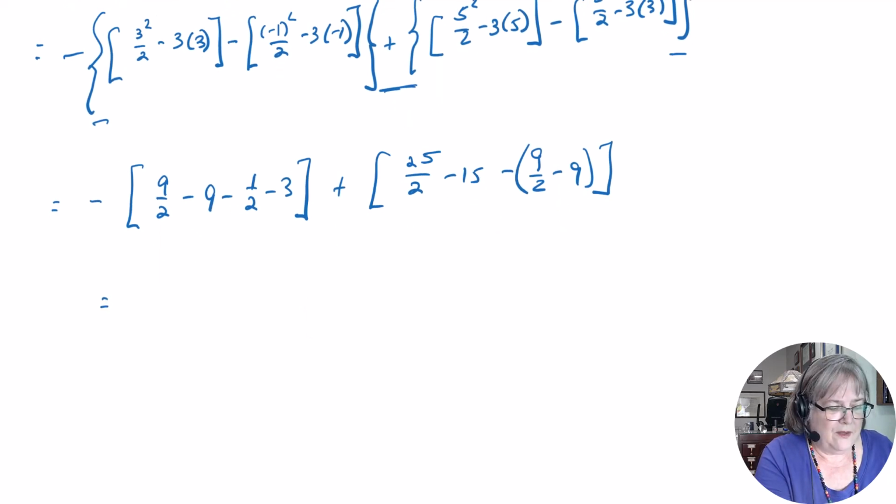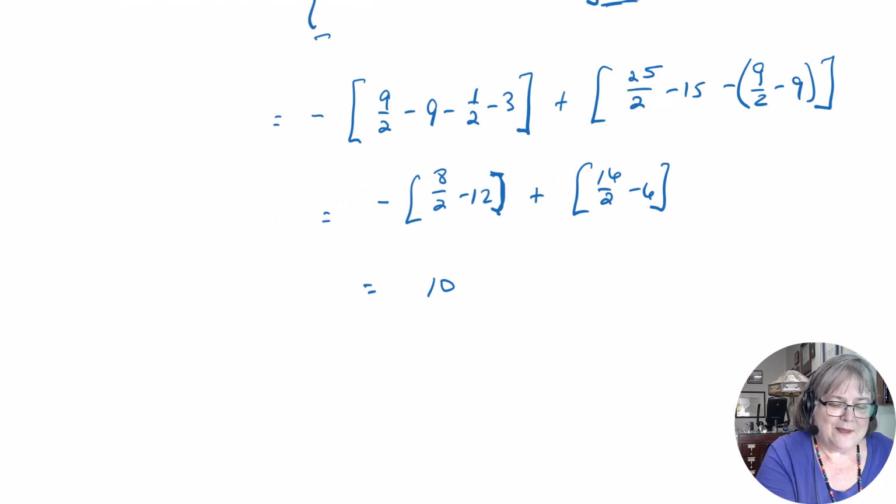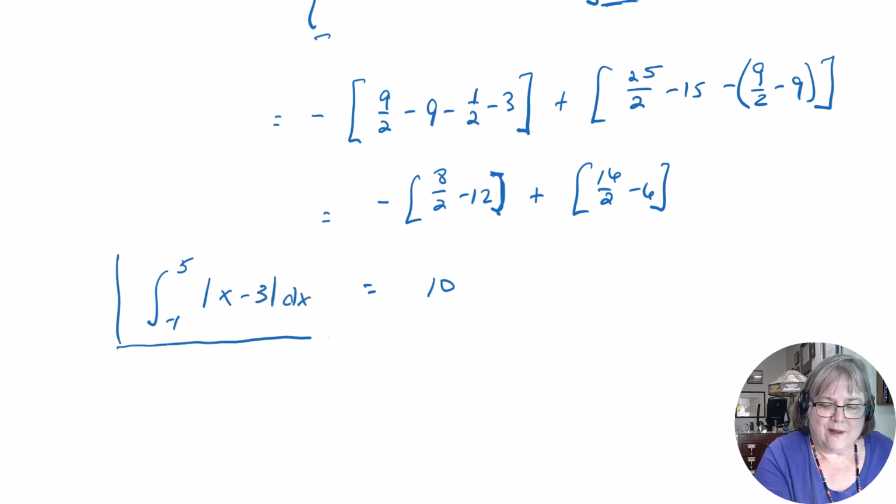All right, so then you'd have the negative of 8 halves minus 12 plus 16 halves minus 6, which turns out to be 10. All that work for 10. I mean, you kind of want it to be something really horrible so that you feel like it was worth all that work to get there. I think the only thing that would be more frustrating is if it ended up being 0 and you'd be going, okay, I did all that work to get 0.